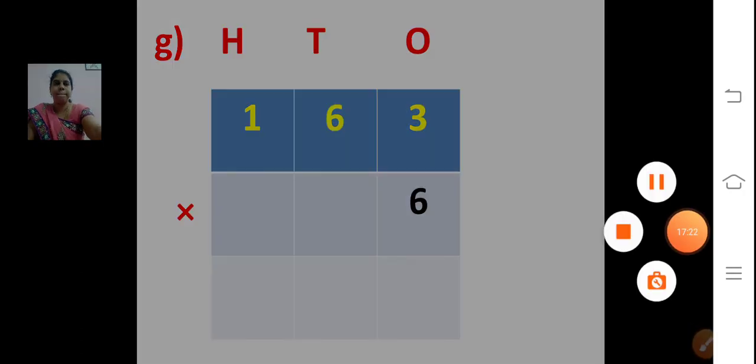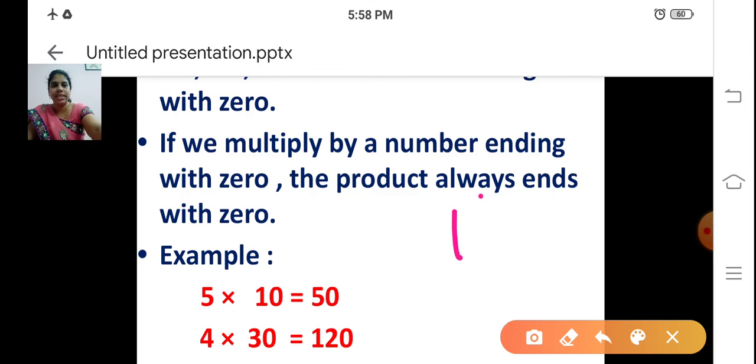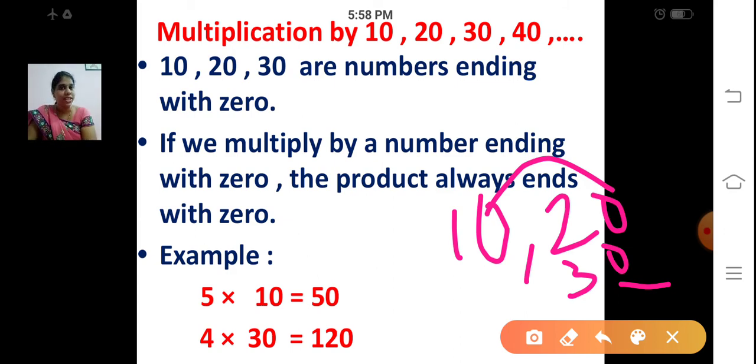Next one. So next we'll see multiplication by 10, 20, 30 and 40. How to do multiplication by 10, 20, 30 and 40. See, 10, 20, 30 are numbers ending with 0. Just see how they are ending. These numbers are ending with 0, right? So, how to multiply this number, shall we see now?